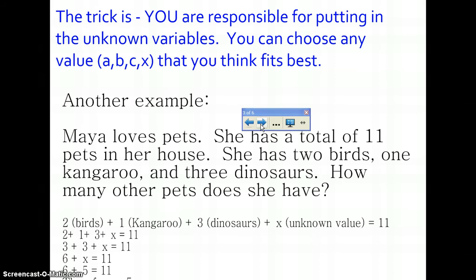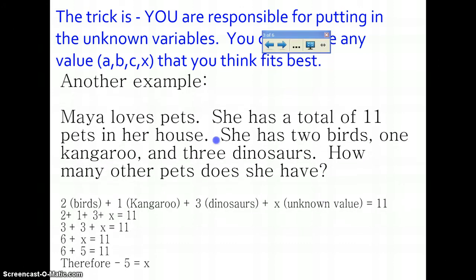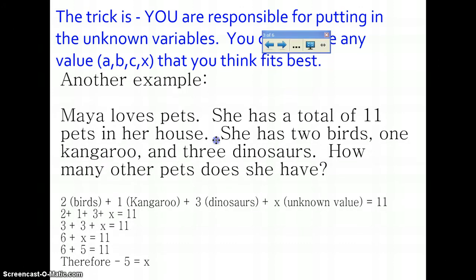Here's the trick. You're going to be responsible for putting in the unknown variables. You can choose any value. So I usually stick with a, b, c, or x, but you can choose the value that you think fits best. So here's another example. We're going to talk about Maya. Maya loves pets. She has a total of 11 pets in her house. She has 2 birds, 1 kangaroo, and 3 dinosaurs. How many other pets does she have?